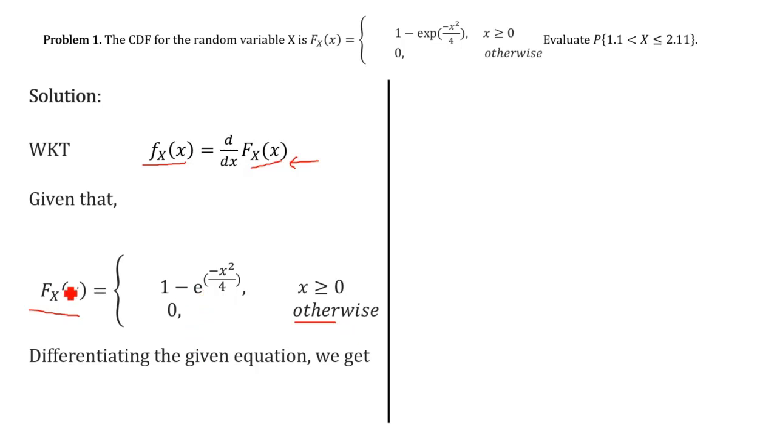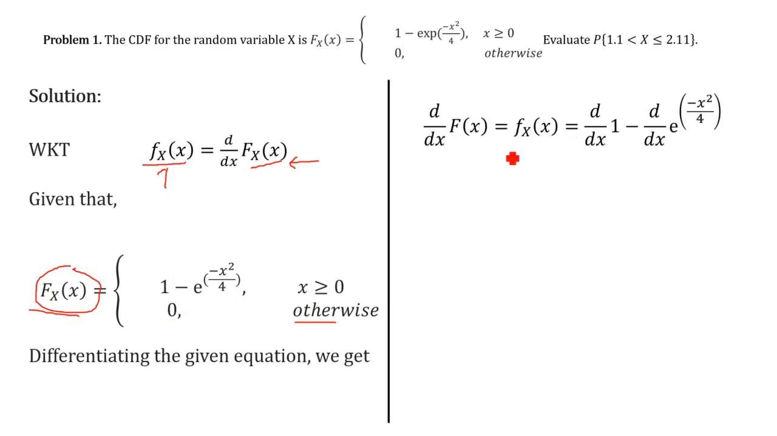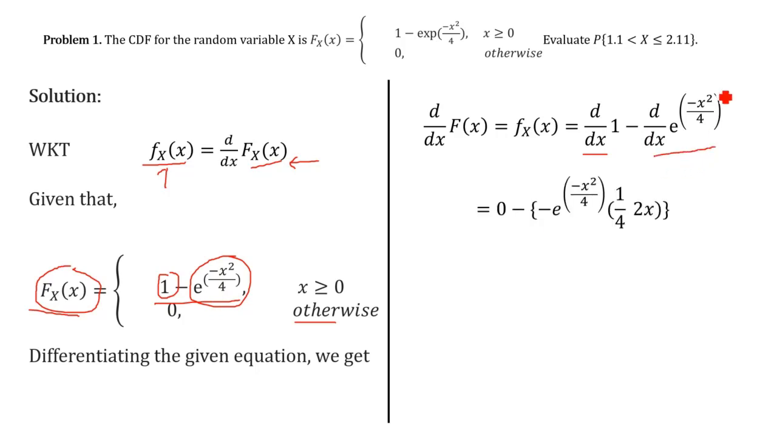Now, let us differentiate this given CDF so that we will get the PDF. What is the differentiation of 1? Now the differentiation of this one. It has two parts. The differentiation of 1, minus is kept as it is, and the differentiation of the exponential term. What is the differentiation of a constant? The differentiation of a constant is 0.